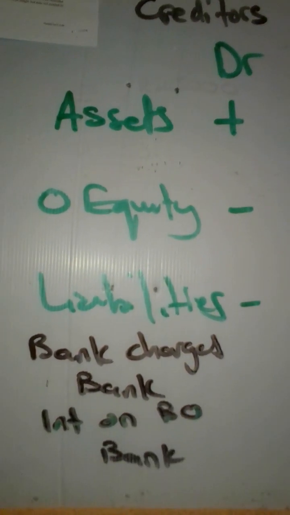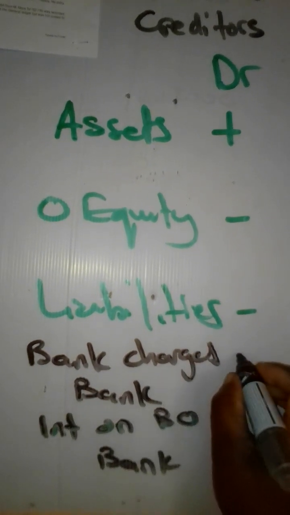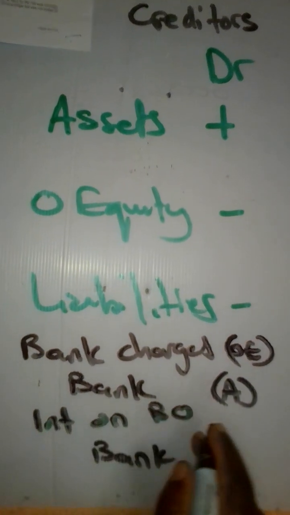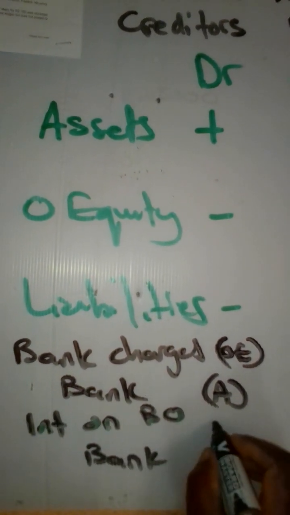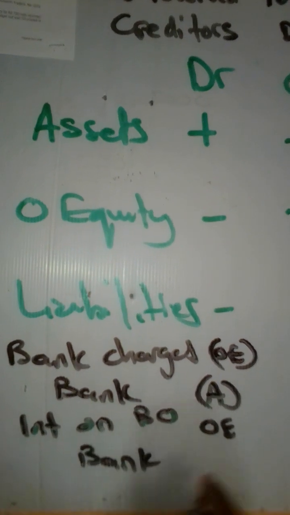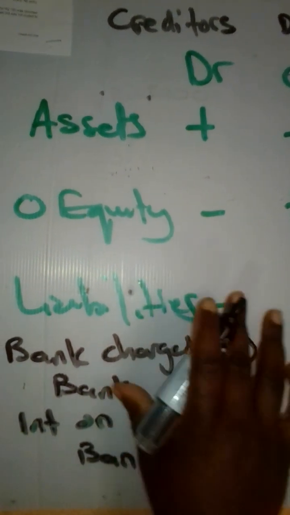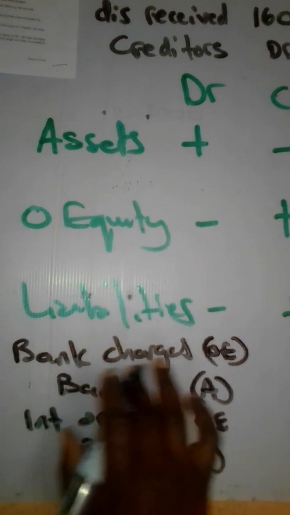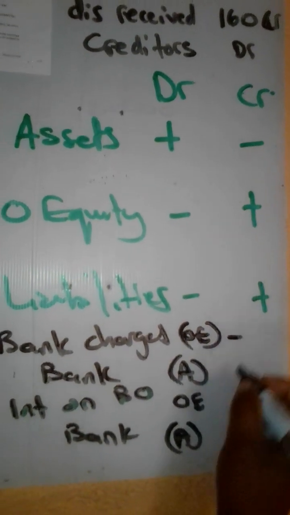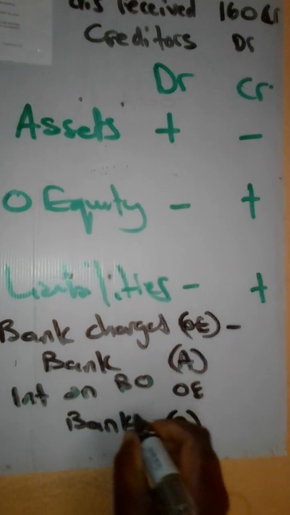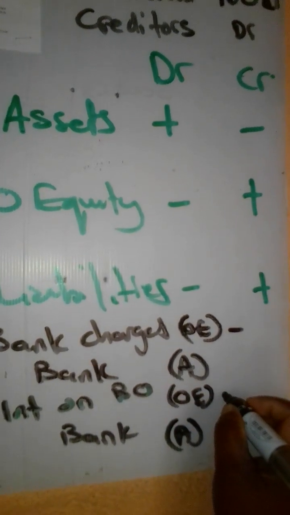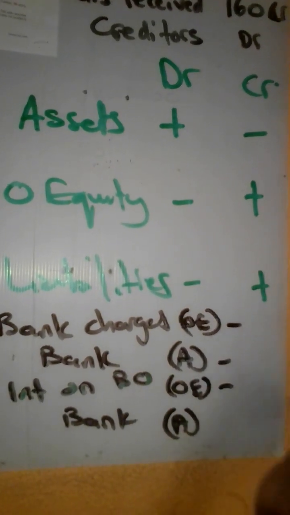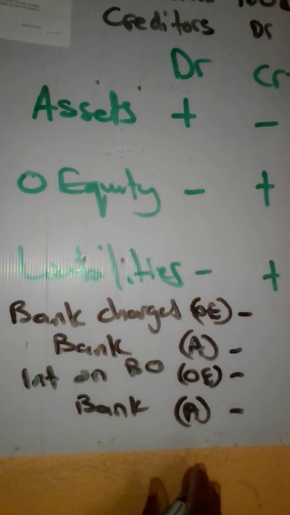Bank charges are owner's equity. Bank is an asset. Interest on bank overdraft is owner's equity because it's an expense, and bank is an asset. So this is our double entry. What is happening to our bank charges? Bank charges or expenses always decrease owner's equity, and bank at the same time is decreasing.